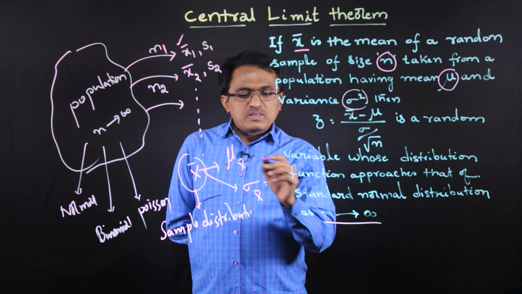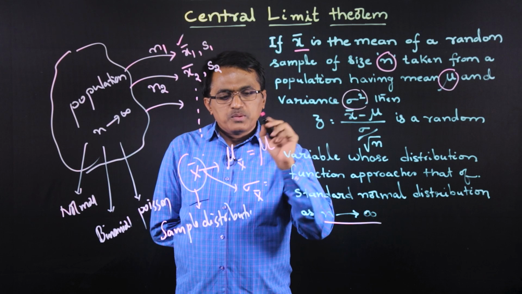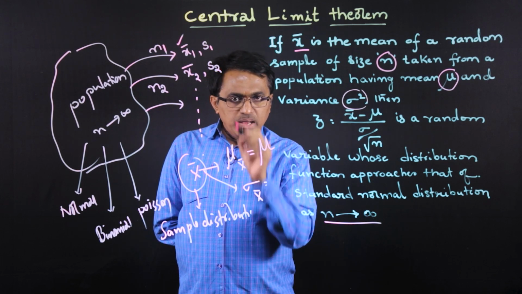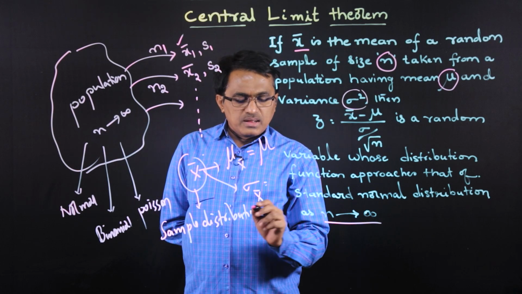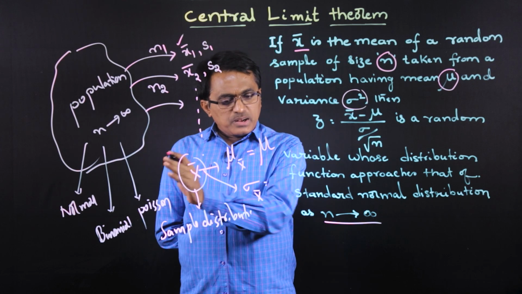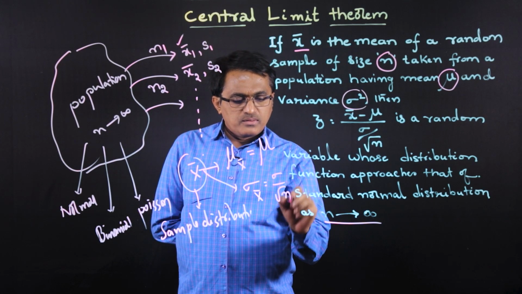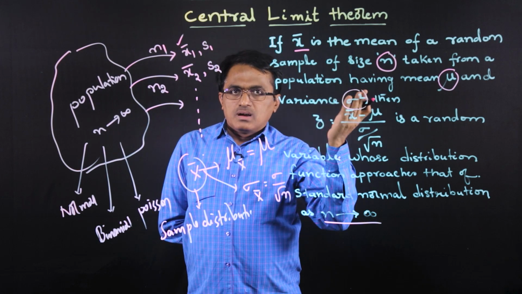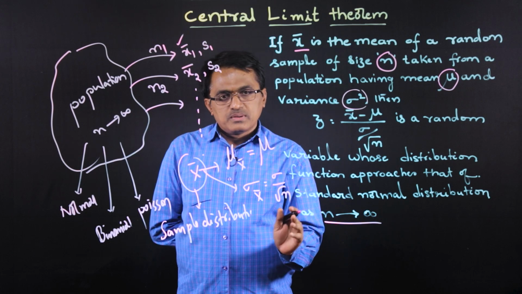Now, by using the central limit theorem, we can conclude mu x bar equal to mu, that is, the mean of the sampling distribution is equal to the mean of the population. Similarly, the standard deviation of the sampling distribution, sigma x bar, equals sigma by root n, where sigma is the standard deviation of the population and n is the size of the sample.